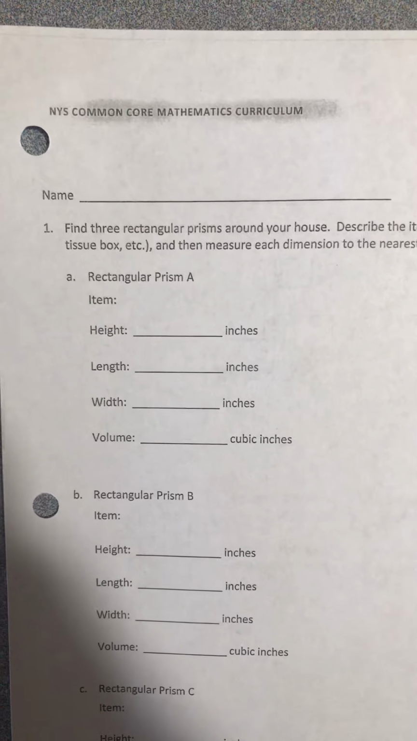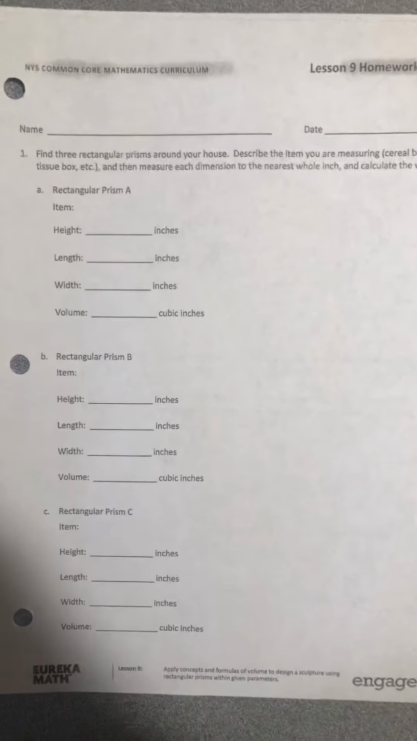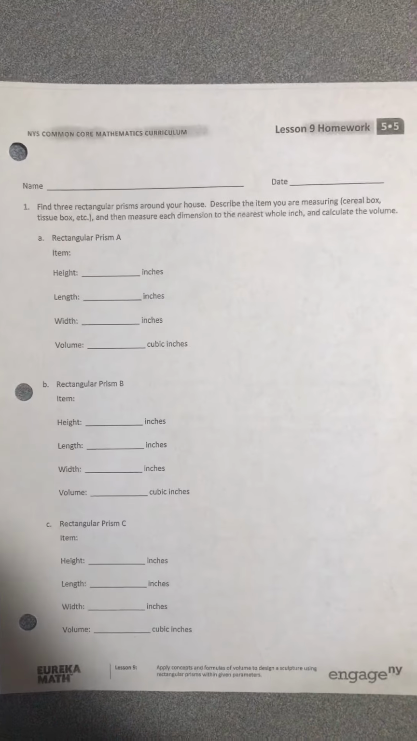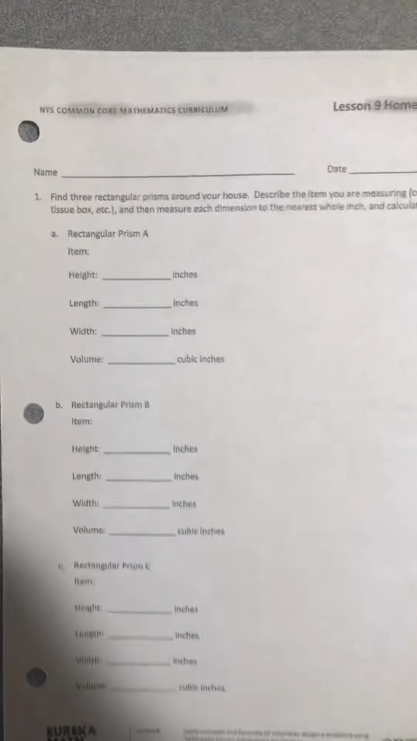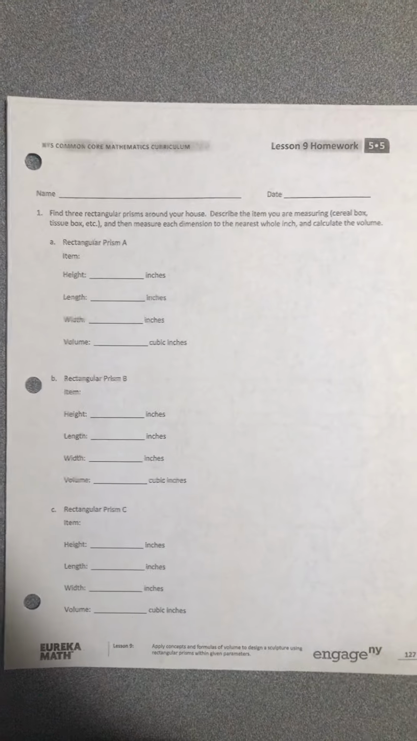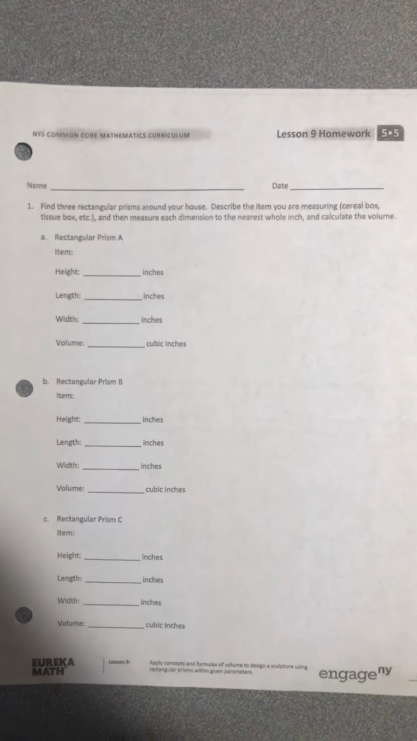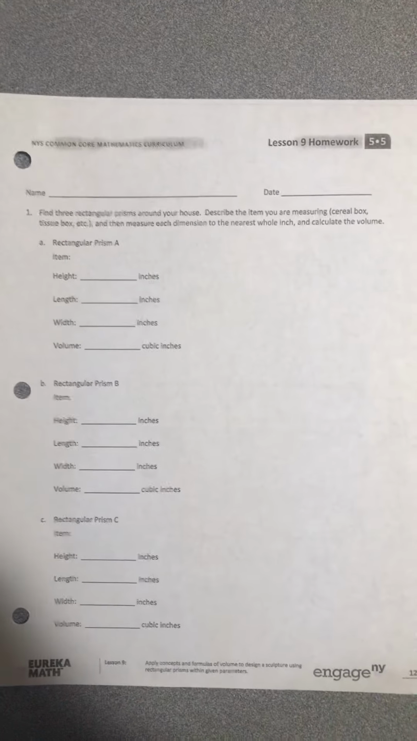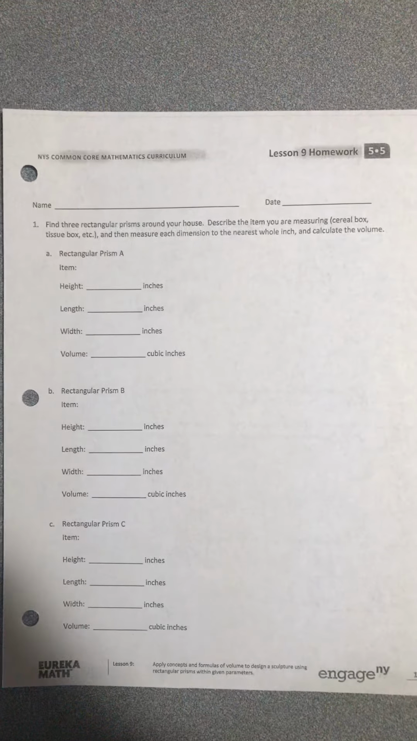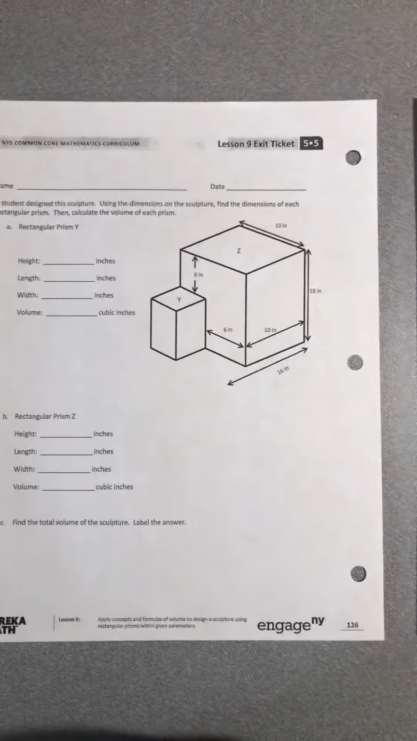Then multiply all 3 dimensions to find the volume of that rectangular prism. You're going to do the exact same thing for another rectangular prism. That'll be B and C. You can see it says item, so label what you find around the house. I think this will be a nice little activity to help you find volumes of specific things that you have in your home. Make sure you copy down what I have right here for you. That's what I would like you to do for your Wednesday lesson.